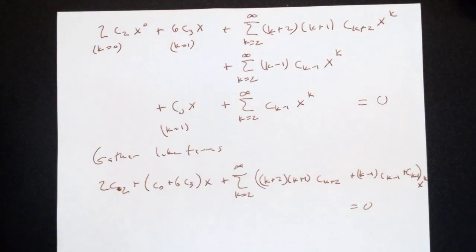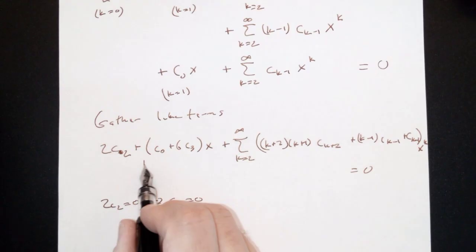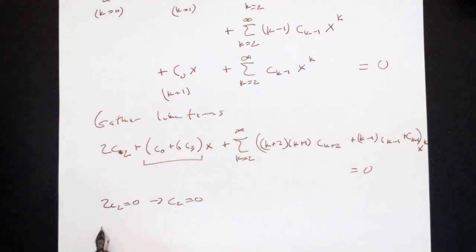Now, in order for this power series to be equal to 0, every single one of these coefficients must be 0. What do I know about c2? For this to be 0, 2c2 has to be equal to 0, therefore c2 is 0. I also know that this has to be equal to 0. So c3 is negative 1/6 c0.